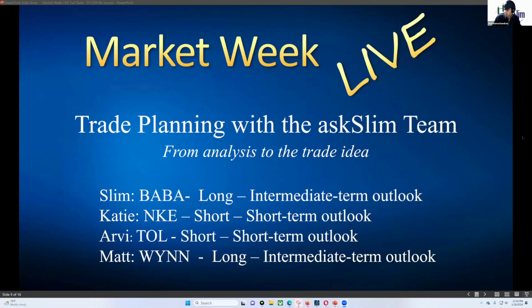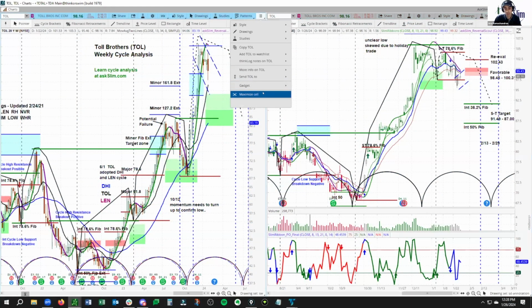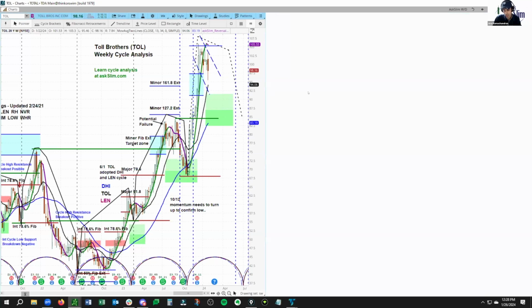All right, thanks, Katie. Let's go ahead and jump over to TOL. We'll look at a short-term short idea, and then I'll hand this off to Matt to look at a long-term, intermediate-term trade idea in Wynn. Okay, so this is both the weekly and daily chart here for TOL.